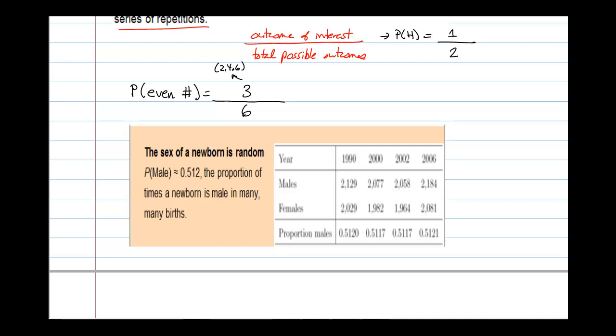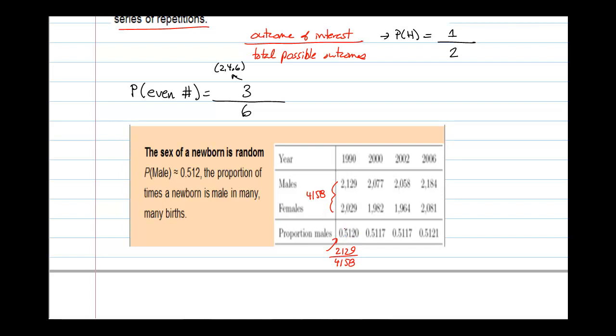Now, the table doesn't give the total, but the total for this particular year would be 4,158. So right here, the total is 4,158. Now, if I talked about the proportion of males, then it is 2,129 divided by 4,158. And if I divide that out, I get 0.512, or about 51.2%.